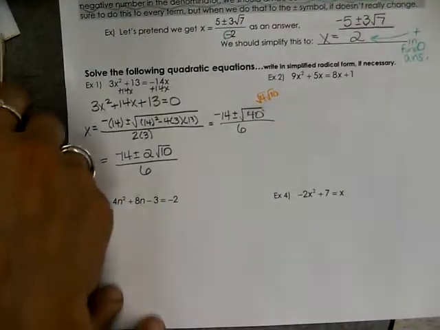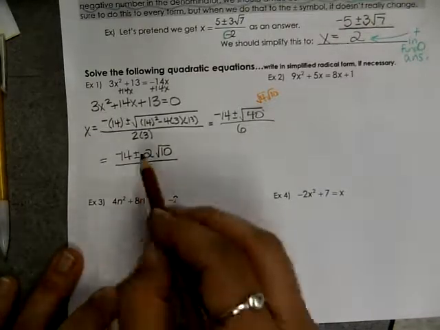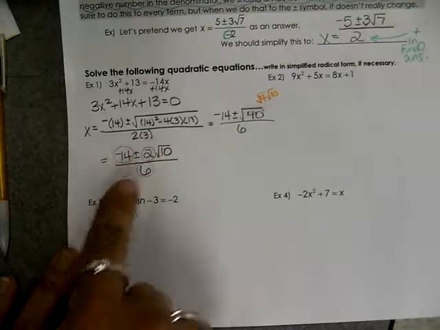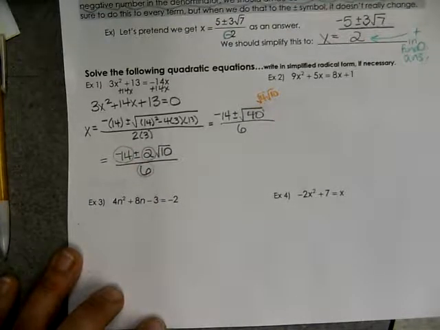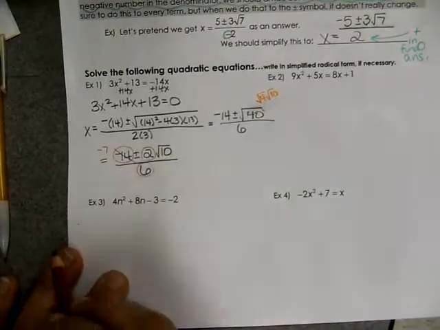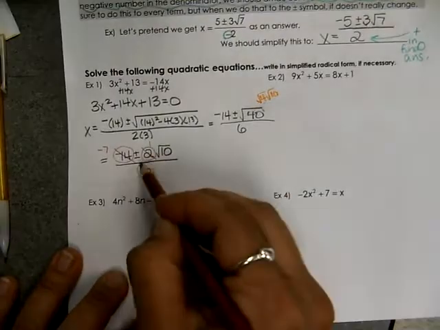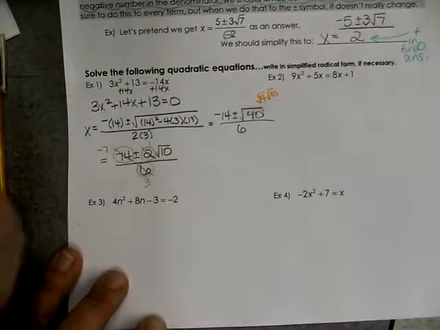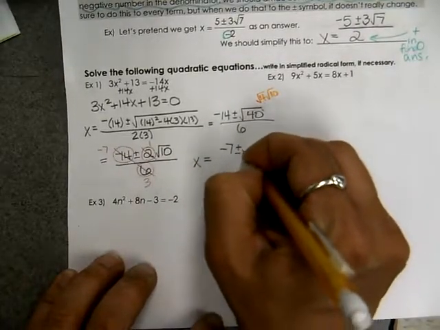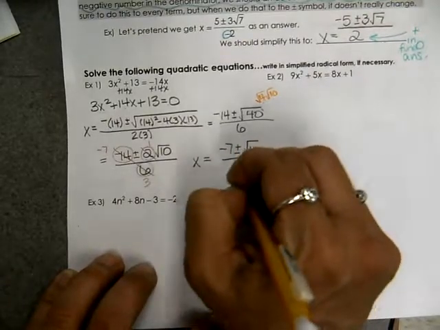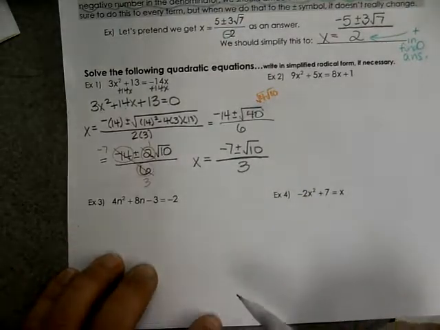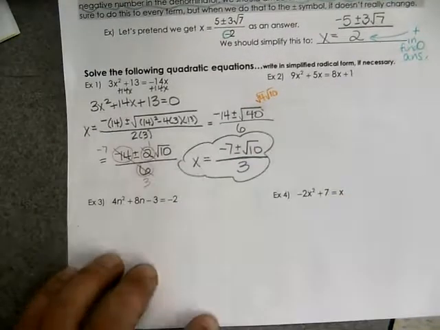But now we want to see if we have any factors in common. We look at these 3 terms and notice that they each can be divided by 2. So let's divide each of those by 2. Negative 14 would become negative 7. 2 would become 1. 6 would become 3. So therefore, our final answer would be negative 7 plus or minus 1 root 10, or just root 10. All of those terms are in the numerator, and our denominator is just 3. And that's our final answer.